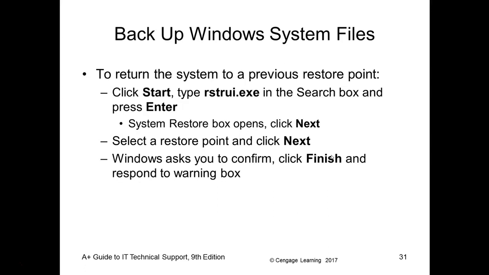Okay, so to return the system to a previous restore point, click Start, type in rstrui.exe, and then press Enter. That's going to open up the System Restore box, and it will step you through it. Okay, and after you select the restore point, you just click Next, Next, and Finish, just like it says here. So it's a pretty straightforward process.